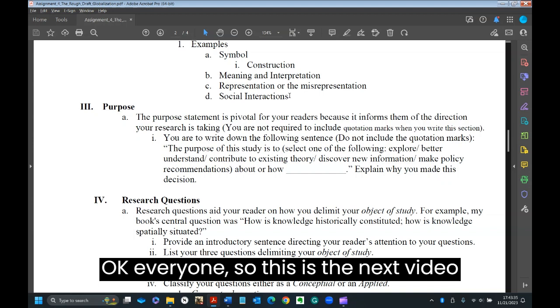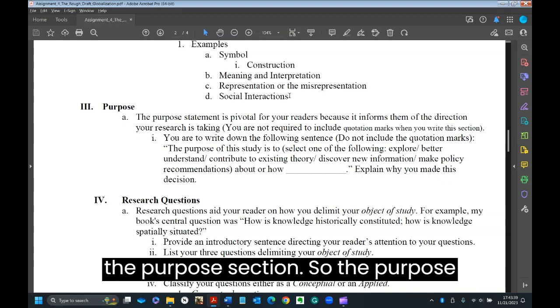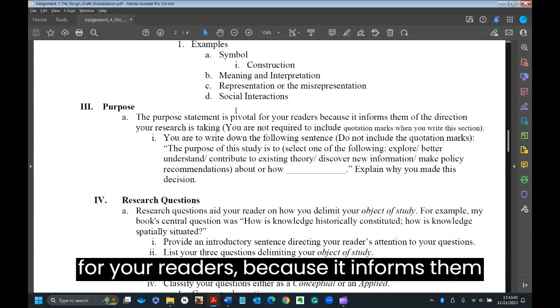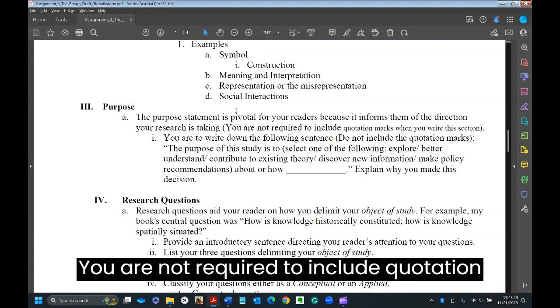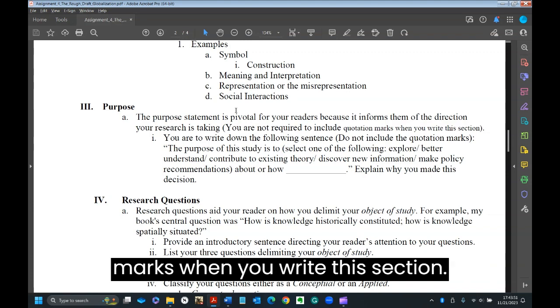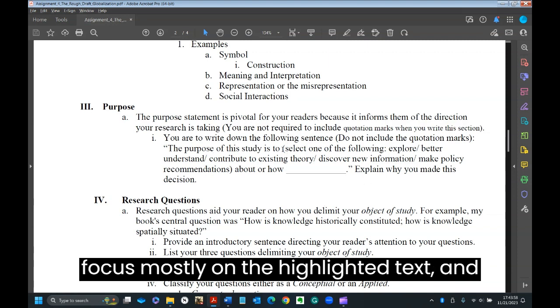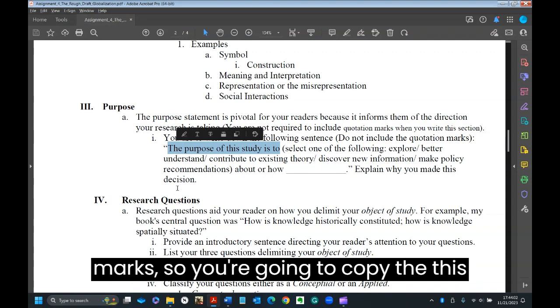Okay, everyone. So this is the next video, and this video is going to review the purpose section. So the purpose statement is pivotal for your readers because it informs them of the direction your research is taking. You are not required to include quotation marks when you write this section. As I mentioned before, you're going to focus mostly on the highlighted text and you're going to ignore the quotation marks. So you're going to copy this word for word.